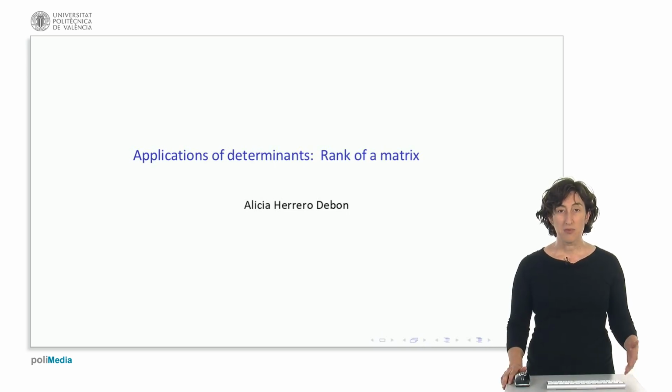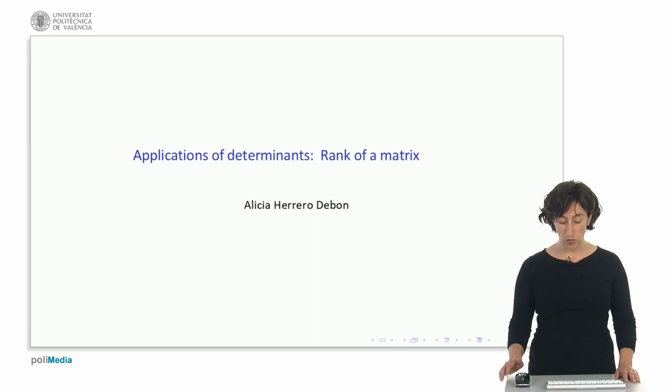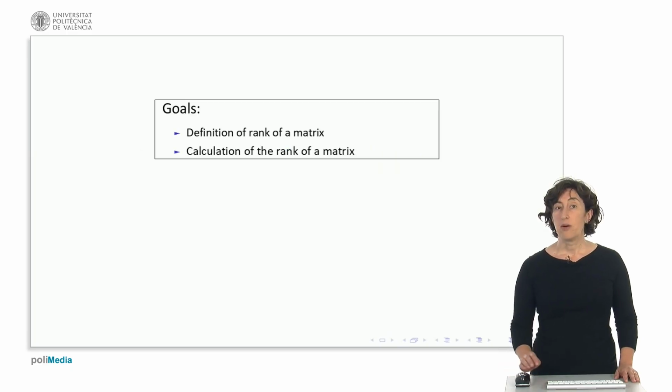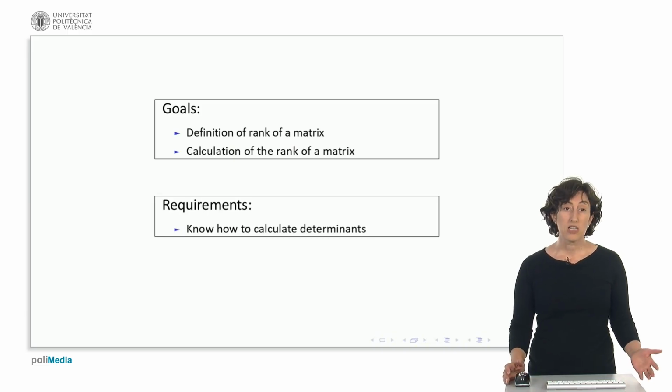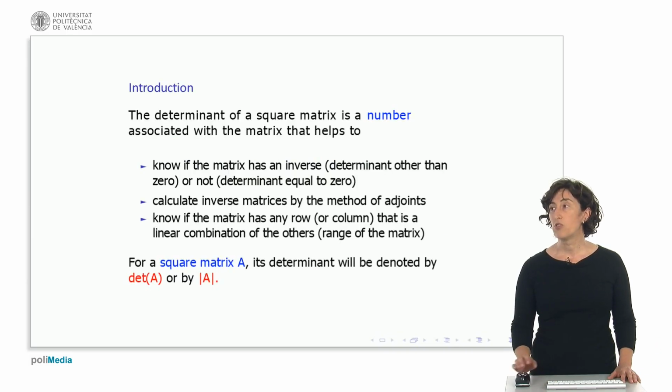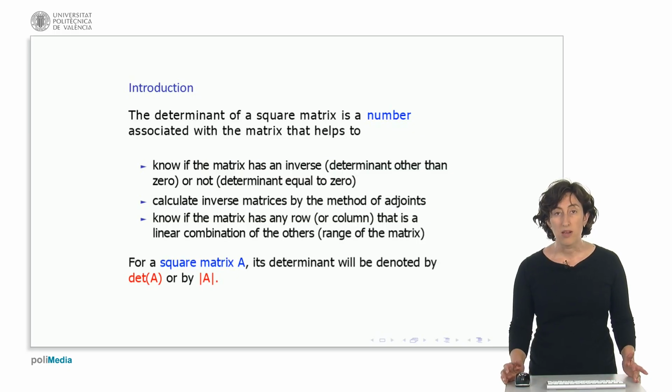In this unit, we are going to talk about one of the applications of the determinants: calculating the rank of a matrix. We are going to see what the rank of a matrix is, how it is defined, and how it is calculated. To do this, we must remember how the determinants of matrices of any size, 2, 3, 4, etc. are calculated.